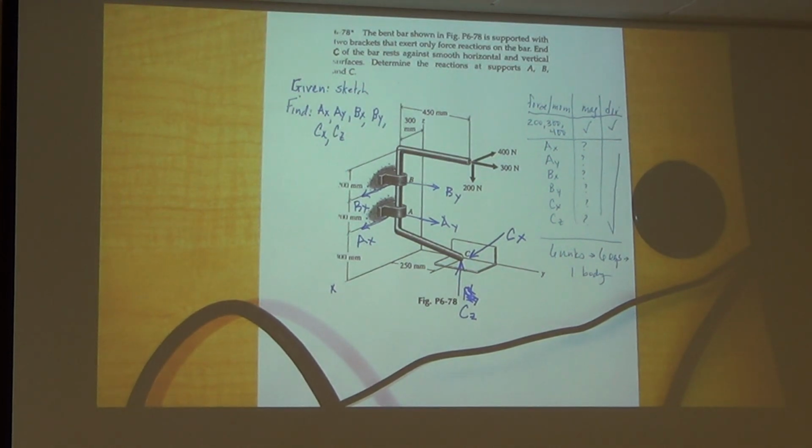Okay, so we know what our equations are, right? Let's think of the sum of the forces in the x. How many unknowns are going to be in that equation? 2. Ax, no, actually 3, right? Ax, bx, and cx. That sounds like a horrible equation. Okay, how about the sum of the forces in the y? 2. How about the sum of the forces in the z? 1. Woohoo! Which equation do we want to do? The sum of the forces in the z.